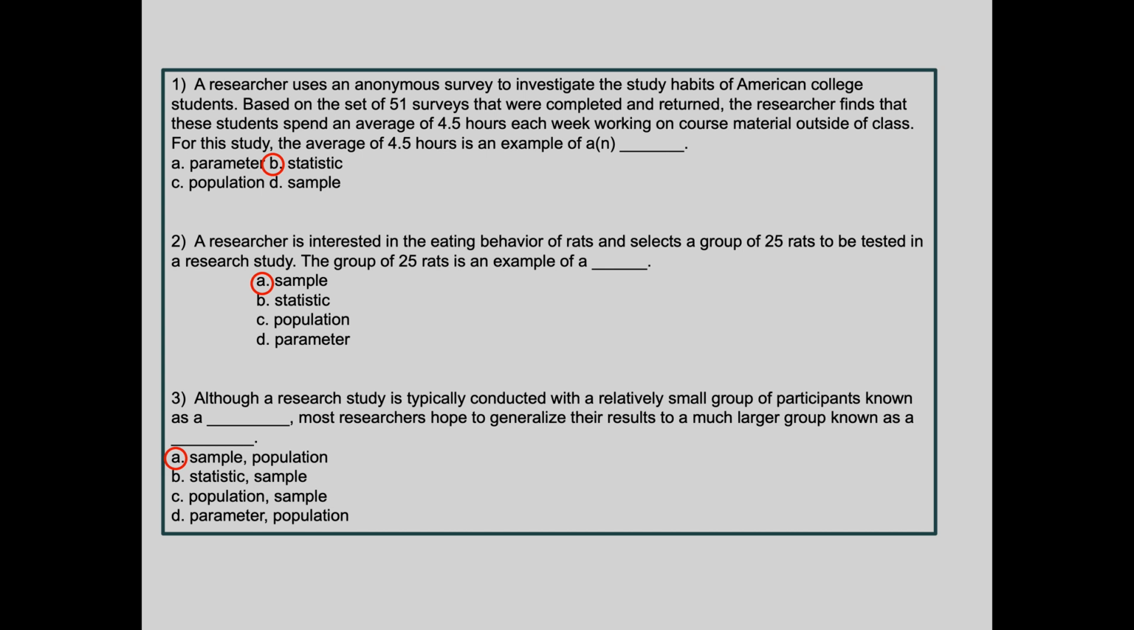Number 3. Although a research study is typically conducted with a relatively small group of participants known as a blank, most researchers hope to generalize their results to a much larger group known as a blank. The small group is always known as the sample, and then you want to take those results and generalize them to everybody, and everybody is the population. So it's choice A, sample and then population.